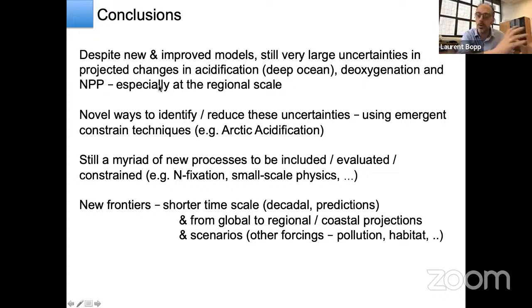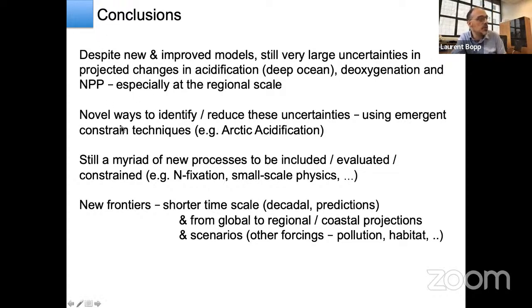So when using those global models to force regional models with which you perform projections at the regional scale, be aware of the initial large uncertainties. That means that if you want to force a regional model, it would probably be better to use different climate models as a way to represent the uncertainties that stem from those climate model intercomparison projects.